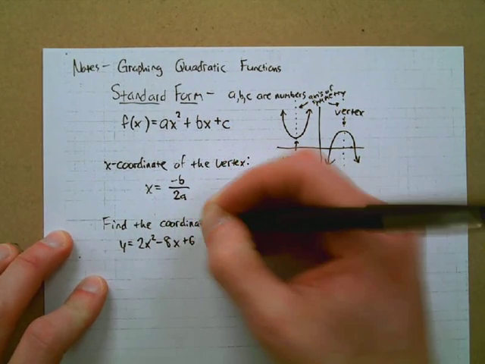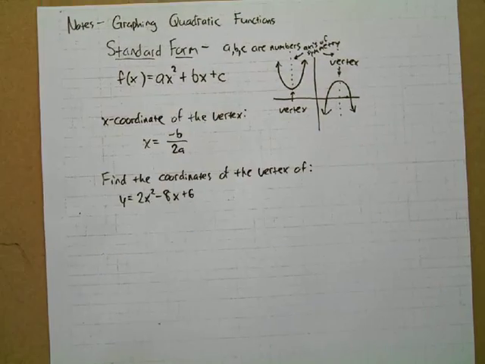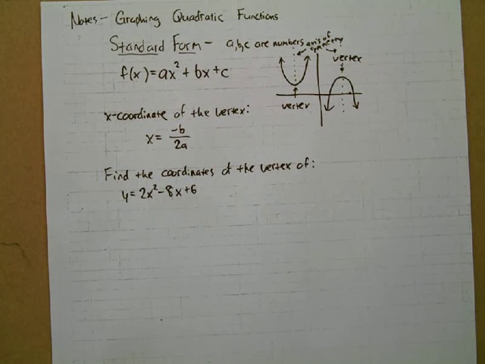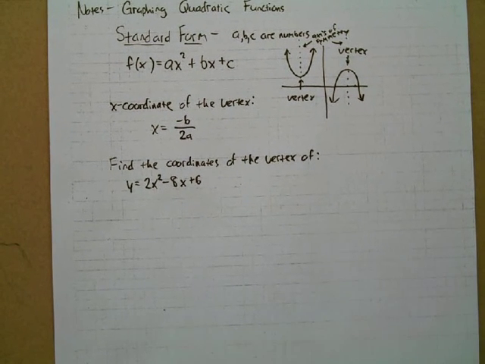Is this ringing a bell for any of you, by the way? Is this somewhat familiar? Yes, from Algebra 1? Okay, good. So let's find the coordinates of the vertex of that equation, y equals 2x squared minus 8x plus 6.